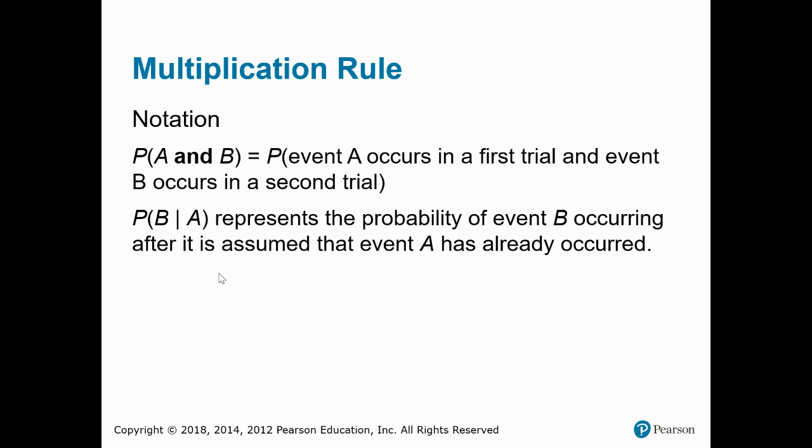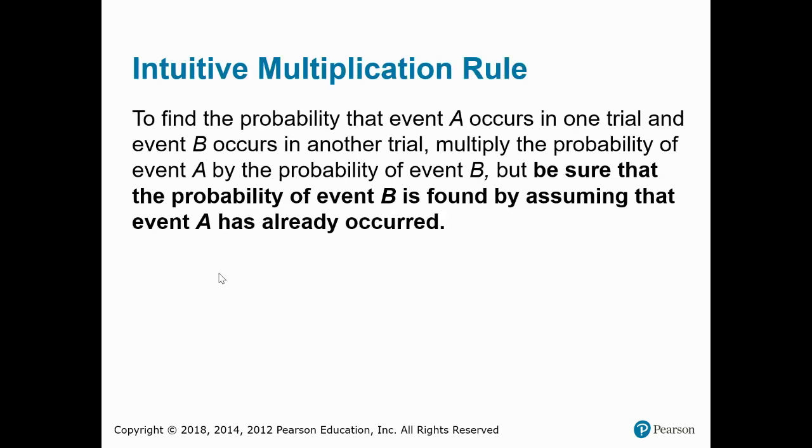Okay? And with that, you get into the intuition you have to have about the multiplication rule. So probability of event A occurring in one trial and event B occurring in the next trial, multiply those probabilities together. But be sure the probability of event B is found by assuming that event A already occurred. So when you read the problem, they're going to say something about maybe with replacement or without replacement. Those are the key words, because the probability of the second thing happening could be changed.